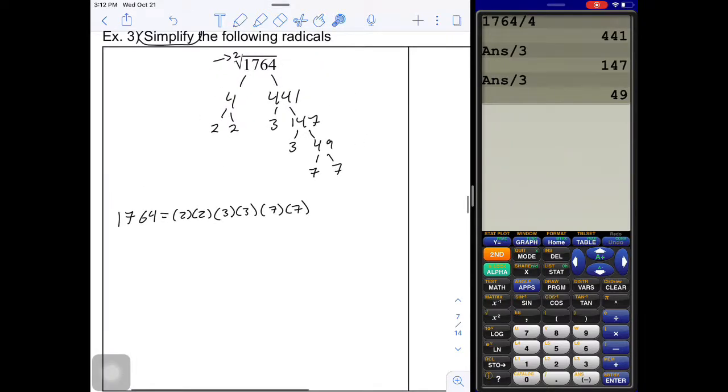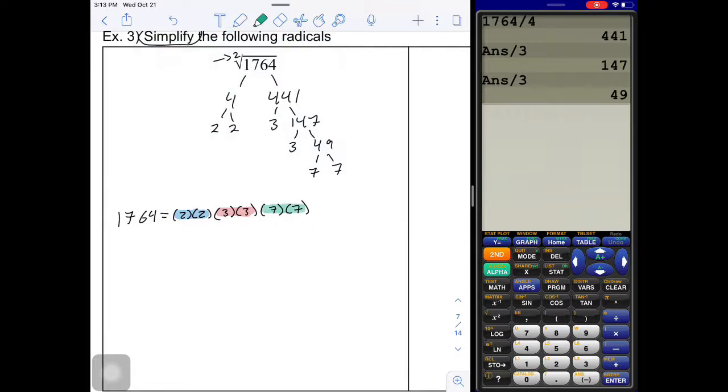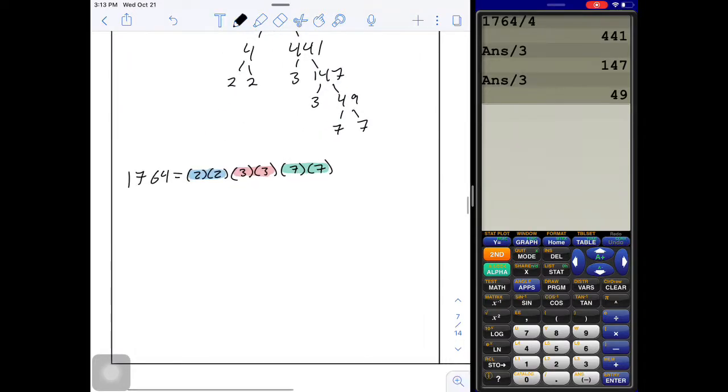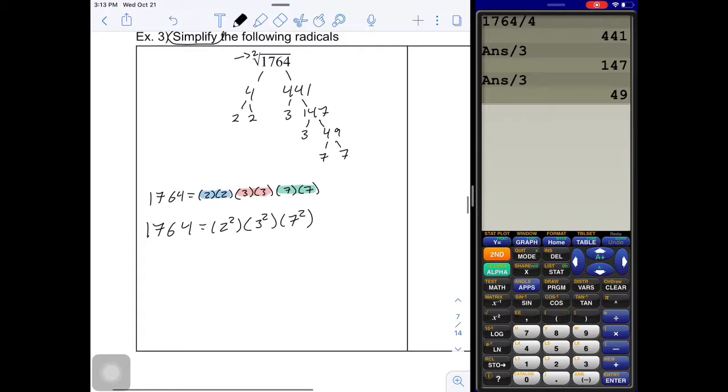Okay? And now, what do we have to group in? We have to group in terms of 2s. So here, I have 2 2s. Here, I have 2 3s. And then here, I have 2 7s. So I can represent 1,764 in terms of 2 squared times 3 squared times 7 squared. Okay, and then from there, we will represent that here.